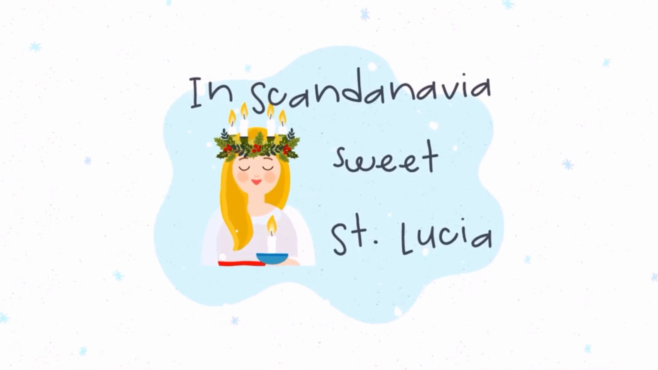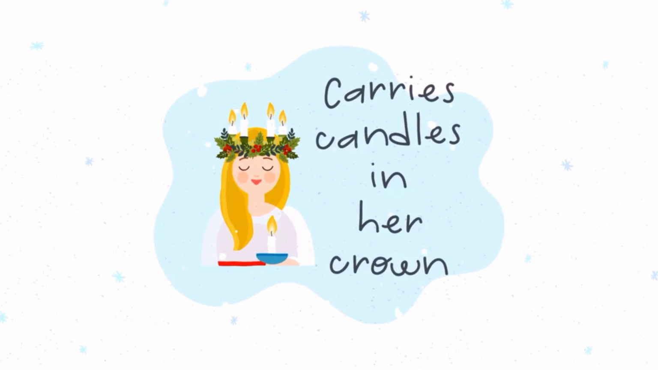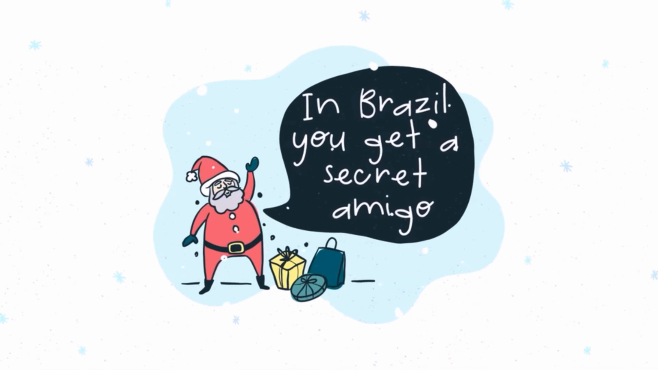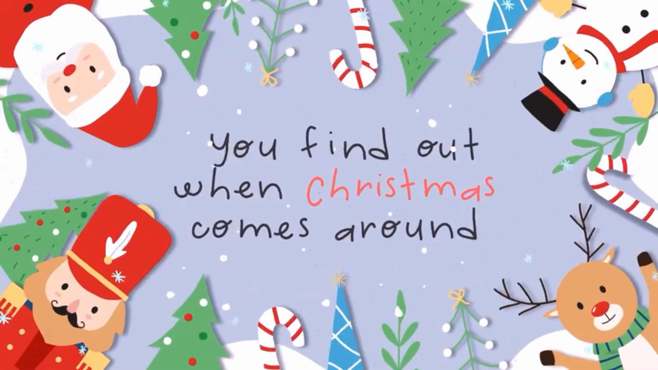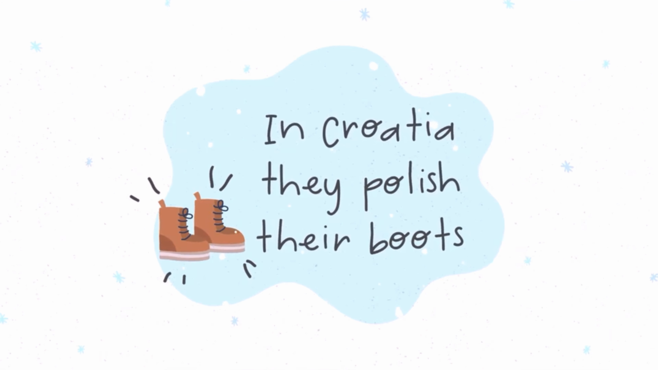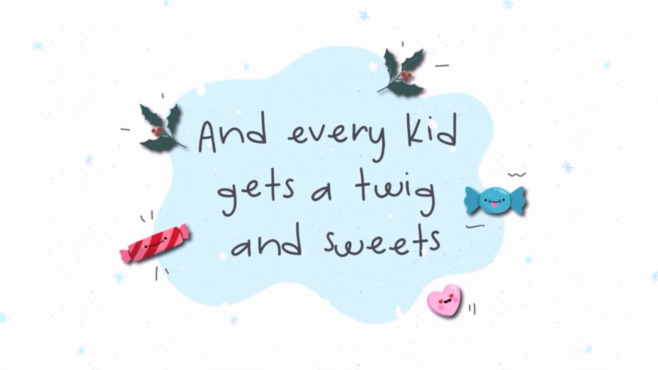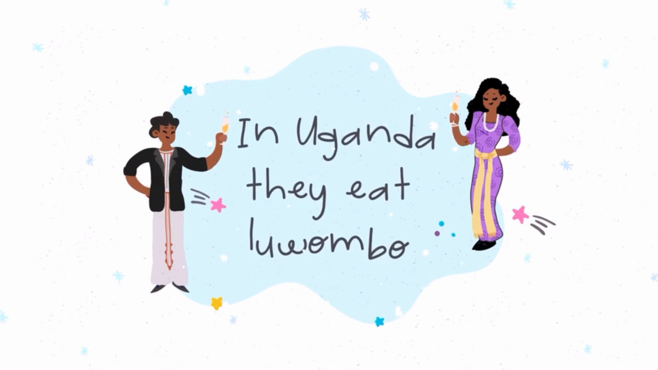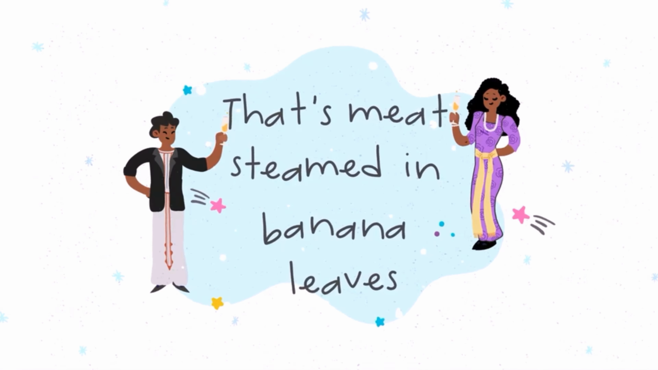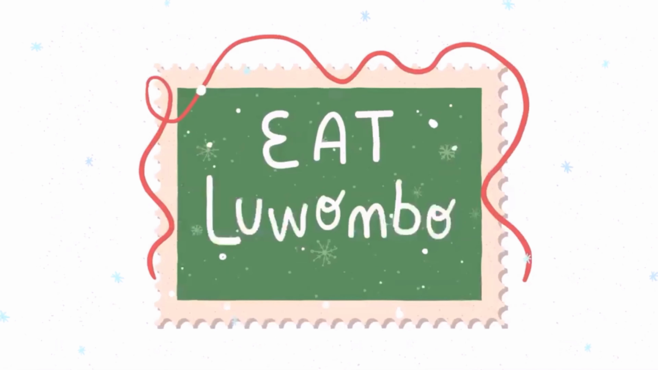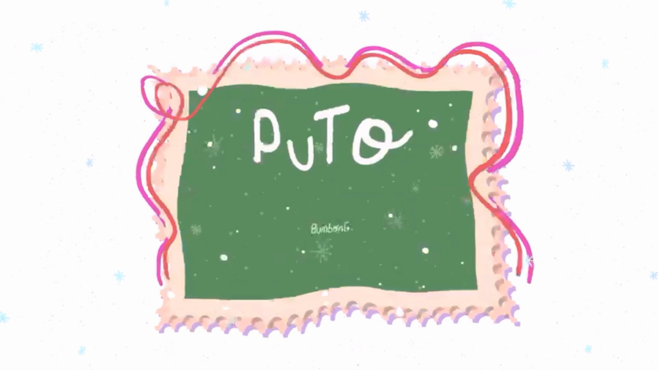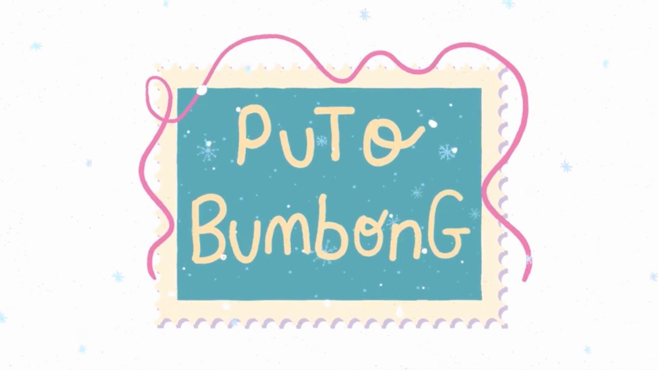In Scandinavia, sweet Saint Lucia carries candles in her crown. In Brazil, you get a secret amigo. You'll find out when Christmas comes around. In Croatia, they polish their boots, and every kid gets a twig and sweets. In Uganda, they eat luombo. That's meat steamed in banana leaves. Eat luombo. Eat luombo. Play zambomba. Play zambomba. Pluto boom bong.